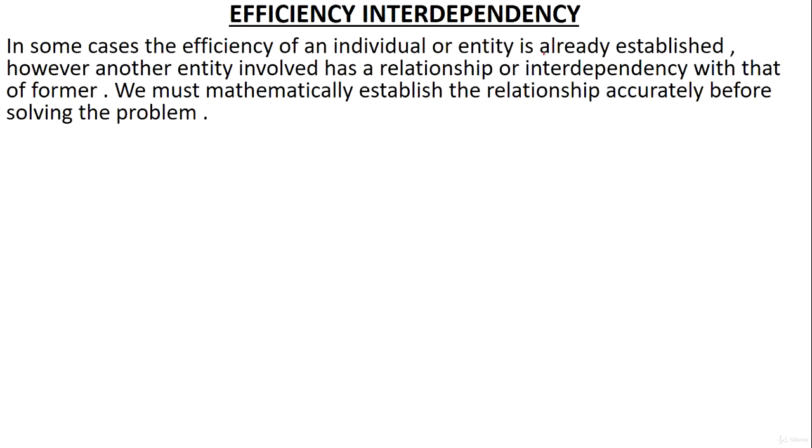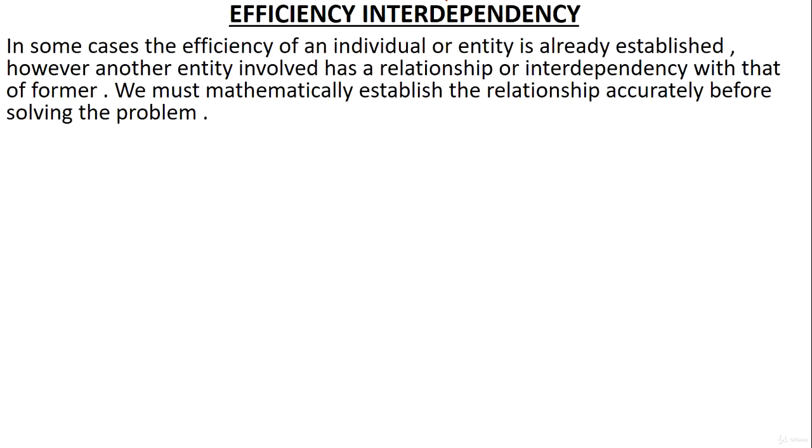It is efficiency interdependency. Now let's look at this topic. In some cases, the efficiency of an individual or an entity is already established. I mean, one entity's or one individual's efficiency is already established. However, we have to consider another entity also, and their efficiency is dependent on the efficiency of the previous individual whose efficiency is already established.